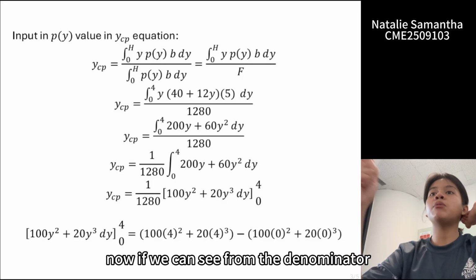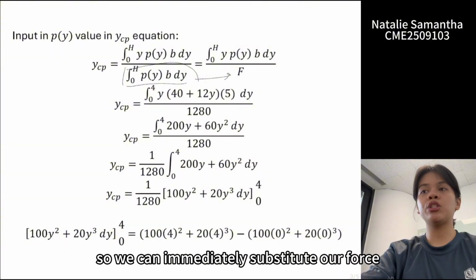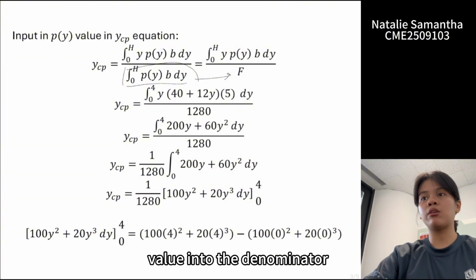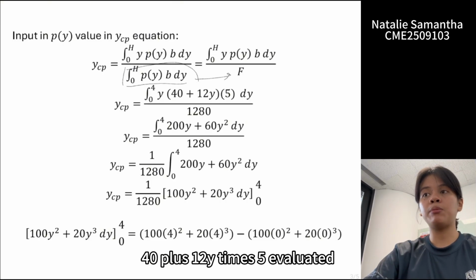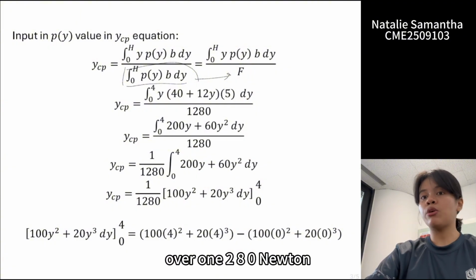Now, if we can see from the denominator, it is exactly our force equation, so we can immediately substitute our force value into the denominator. So we have YCP equals the integral of y times (40 plus 12y) times 5 evaluated from 0 to 4, over 1280 Newton.